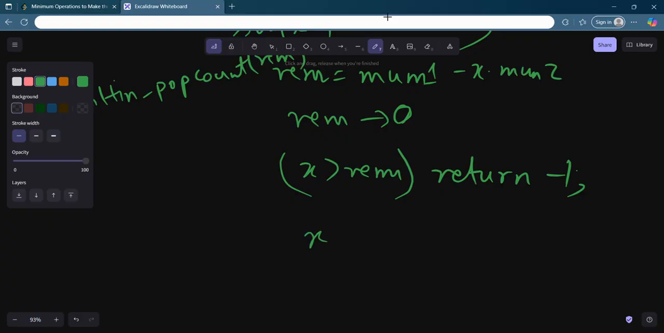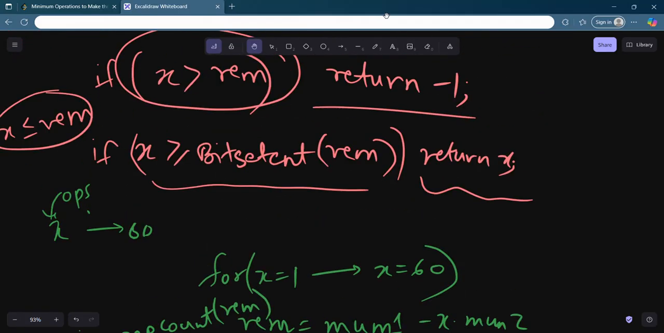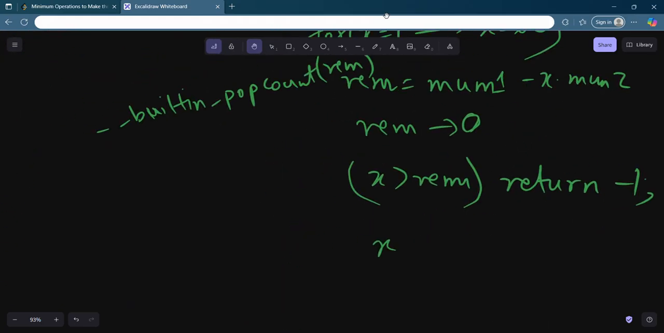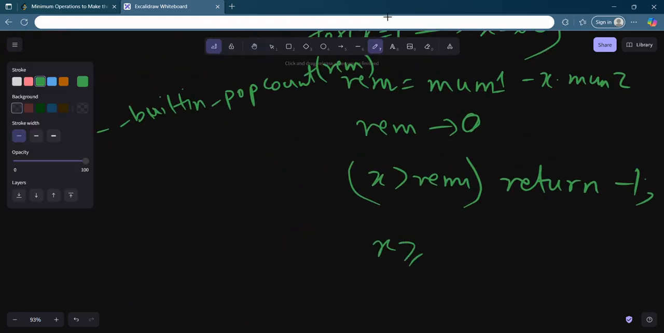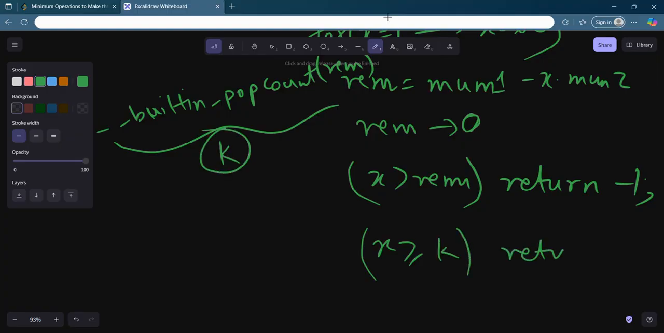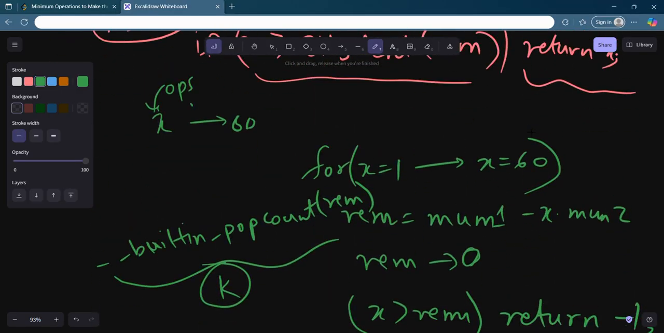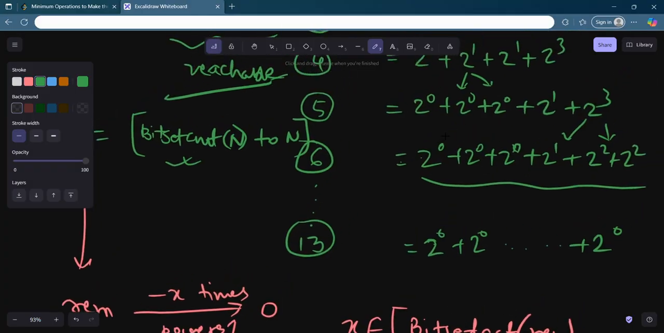And also, if x is greater than or equal to this whole thing you calculated, let's say this is k, then you can just return x. And at the end of the for loop, you can just write return -1. If there's nothing you can do, you can always return -1. So that is what this problem is all about.